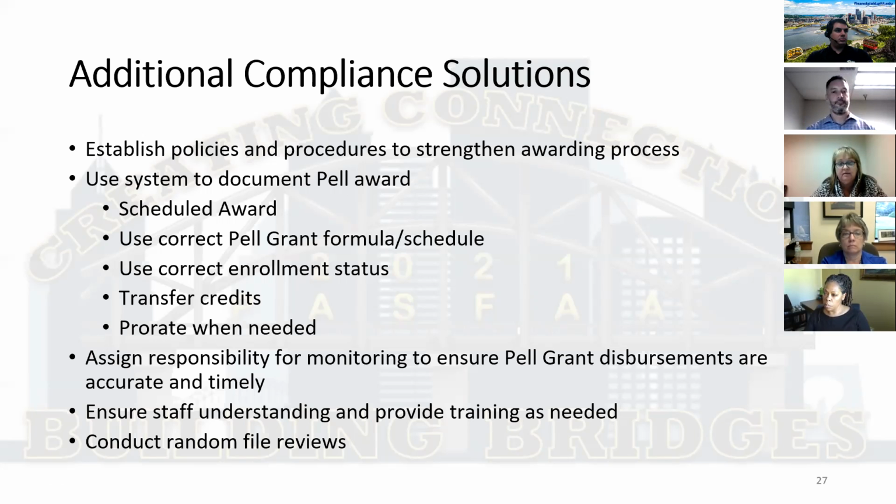I think in all of these common findings between auditors and program reviews, having that second check, having you make that check before they find it is always a better thing for your office. So making sure that you're doing those random file reviews in all of these instances.